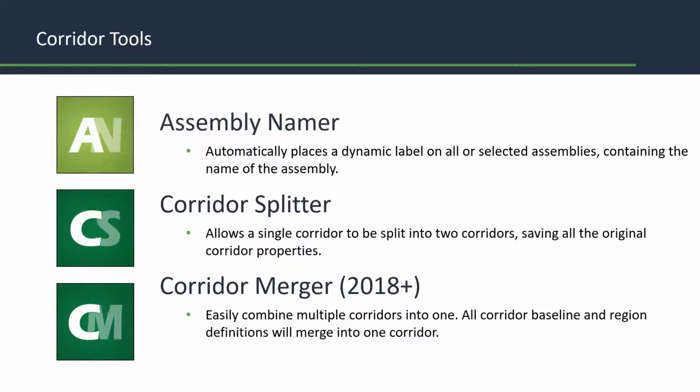We've got assembly namer, which just goes ahead and adds some M text to your drawing. Corridor splitter, as the name suggests, takes a corridor and turns it into 2. It maintains all the targeting exactly as it was, you just now have 2 instead of 1. Corridor merger is the inverse of that, and that one is only available in versions 2018 moving forward, just based on how we had to code that to get that in there. But splitter and merger, inverse of each other, really help you manage your projects from a data management or from a project phasing perspective.